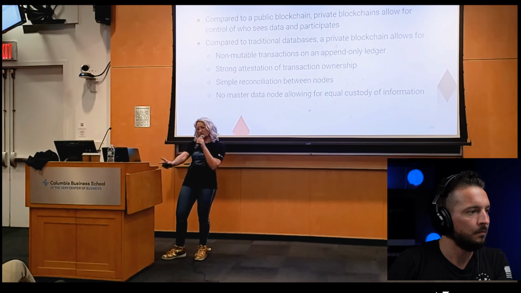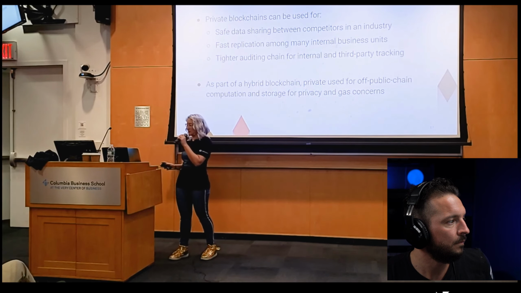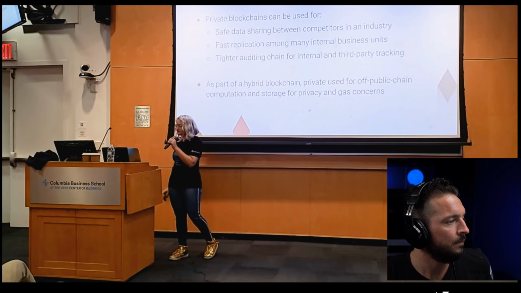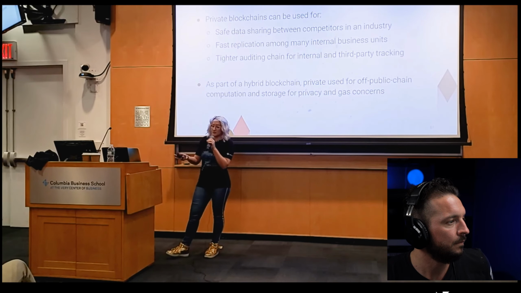So you have the consortium model, where everybody says this consortium of banks is going to share data between competitors. But then also, if you have a company that has nodes across multiple countries, you can have your Asia node and your US node and your Europe node, and they can very quickly replicate data across them without having to worry about disaster recovery. And we're working with another company on a tighter auditing chain where you can have third-party auditors submit data, and you know who did what and when, and you can actually track that down.